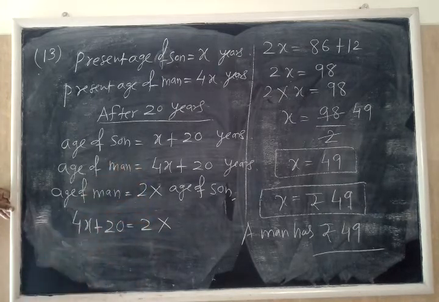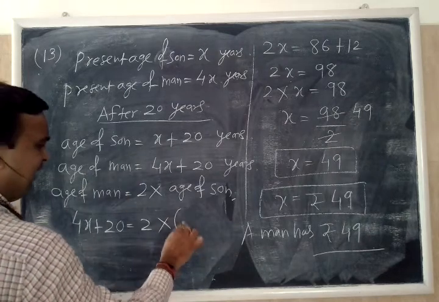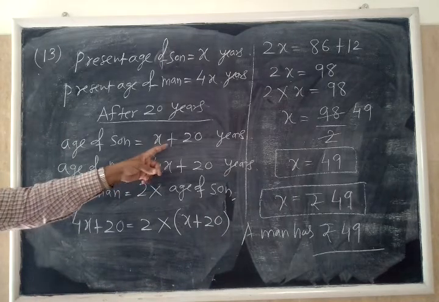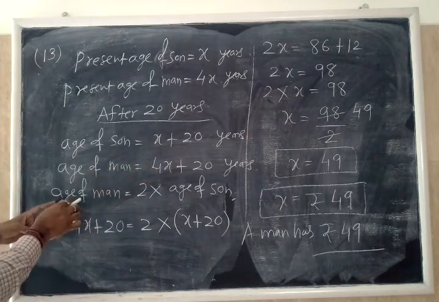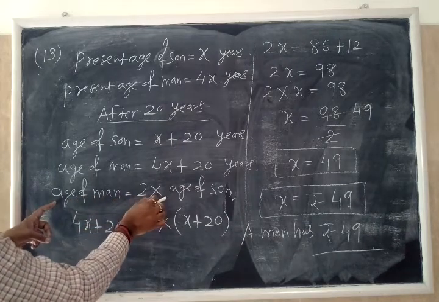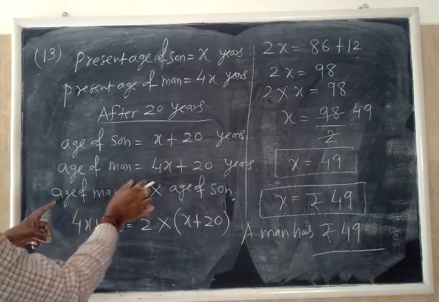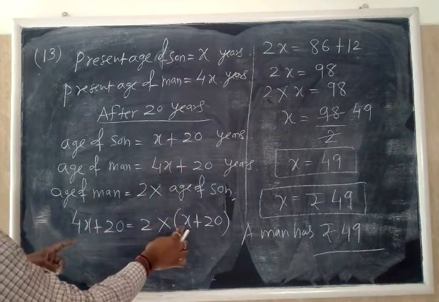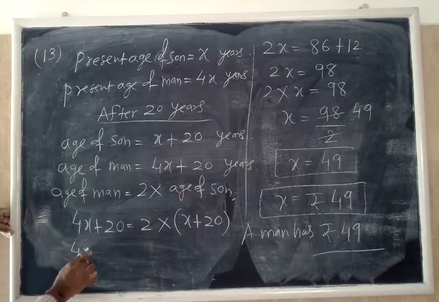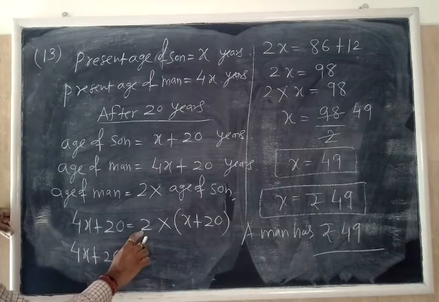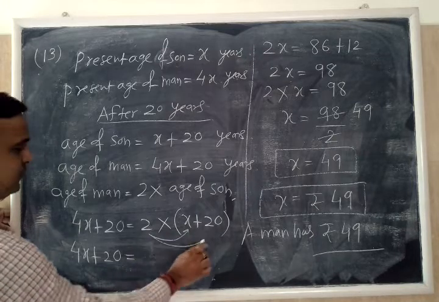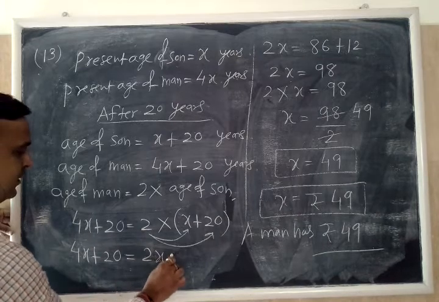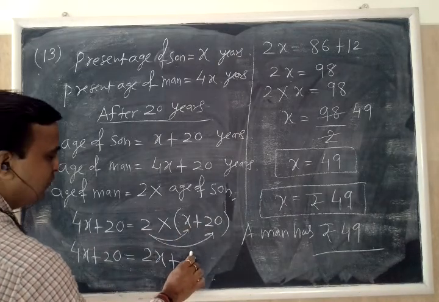What is the age of son? X plus 20. So after 20 years, the age of man will be twice the age of son. The age of man is 4x plus 20, and the age of son is x plus 20. So twice the age of son. Now simplify. 4x plus 20 is equal to, open the bracket, multiply to this term: 2 into x is 2x, plus 2 into 20, 40.